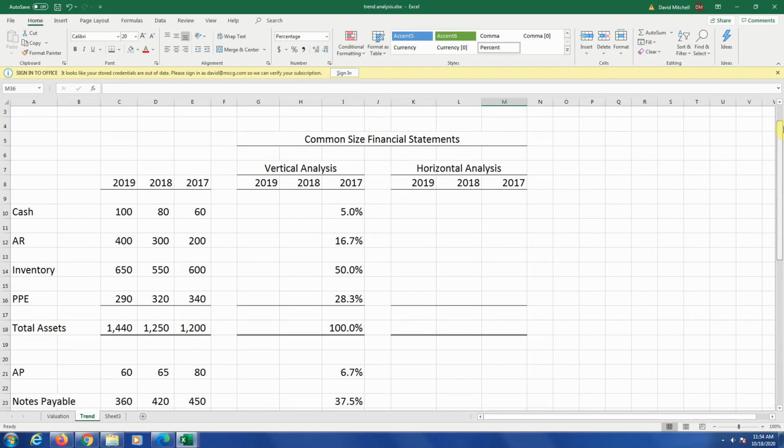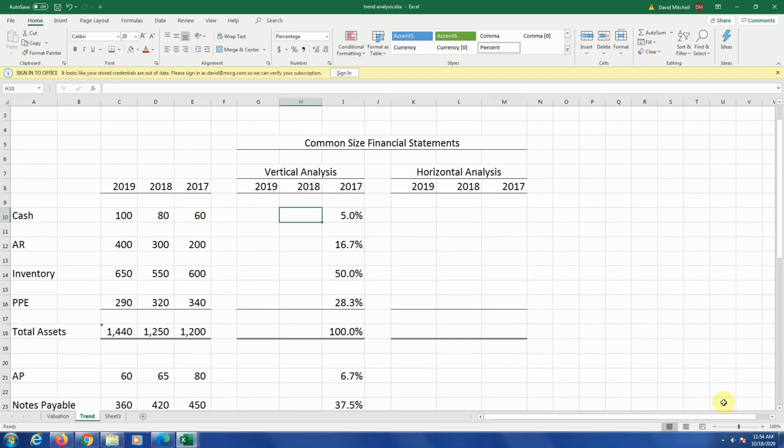Okay, then for the second year we're going to do the same thing, except everything on the balance sheet is going to be based on a percentage of the total assets for 2018. So we can see our cash represents a larger portion of our total assets in 2018 than it did in 2017, which means something else is going to have to be a lesser percentage.